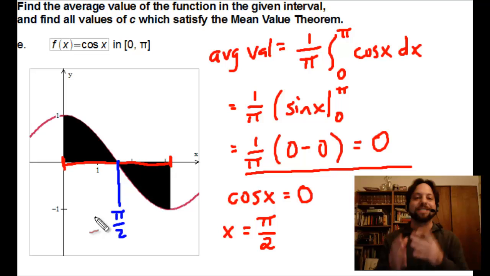And with that, we're going to now transition to talking about accumulating functions. I'll talk about it when we get there. Let's go ahead and begin with example F.